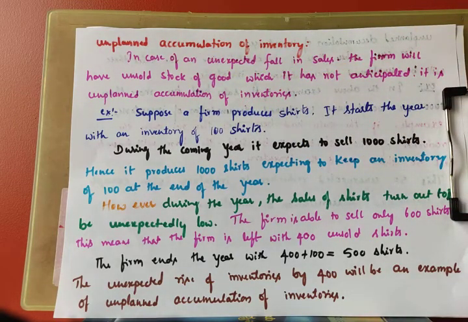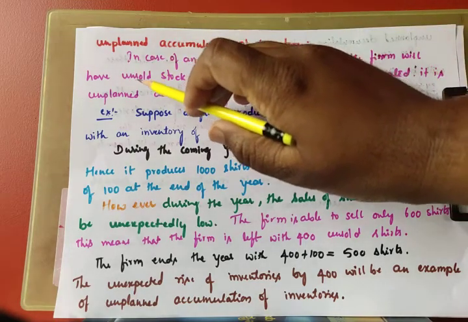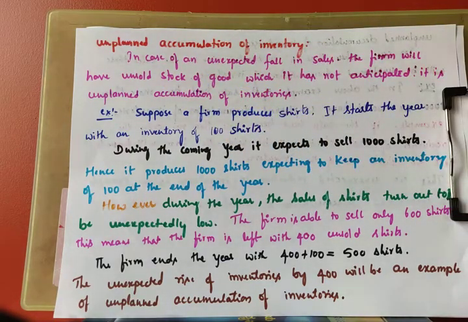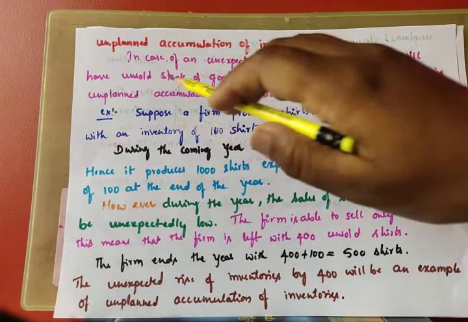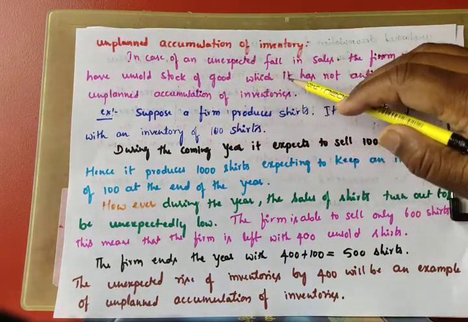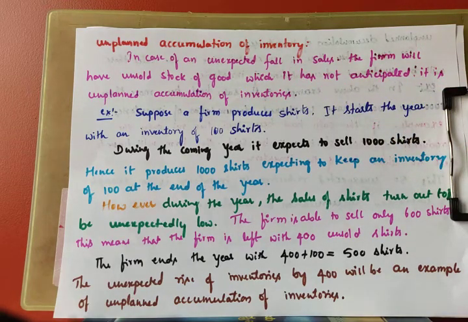Just imagine an unexpected fall in sales. The sales are completely decreased. The firm will have unsold stock of goods, which it has not anticipated. Anticipated means they did not forecast it. Nobody will anticipate, forecast or imagine that. An unexpected fall in sales, where the firm has unsold stock of goods which it has not anticipated, is called unplanned accumulation of inventories. Why is it unplanned? There is no plan.